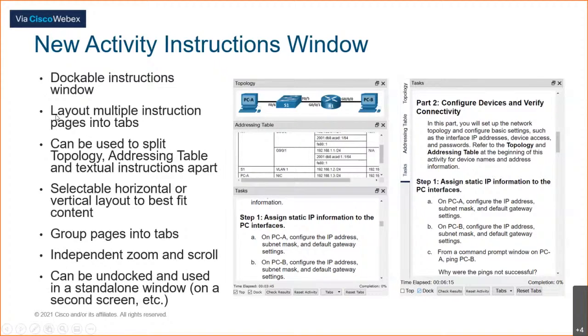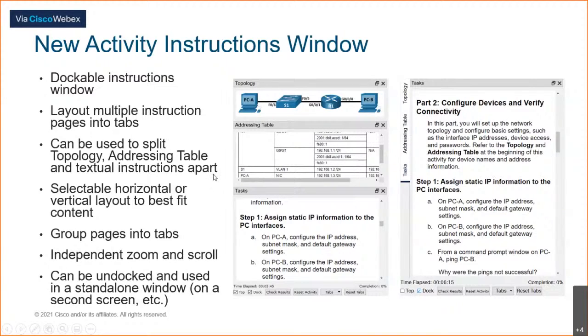The layout of the new activity instructions window allows for multiple instruction pages built into tabs. So instead of switching from one page to another, the activity can be set to present each page in a separate tab, in a separate panel, like it's shown here. This way it can be used to split different parts of the instructions document, such as topology diagram, addressing table, and textual instructions into separate panels and make these panels visible to the student at the same time. It is possible to select horizontal or vertical layout to best fit content.